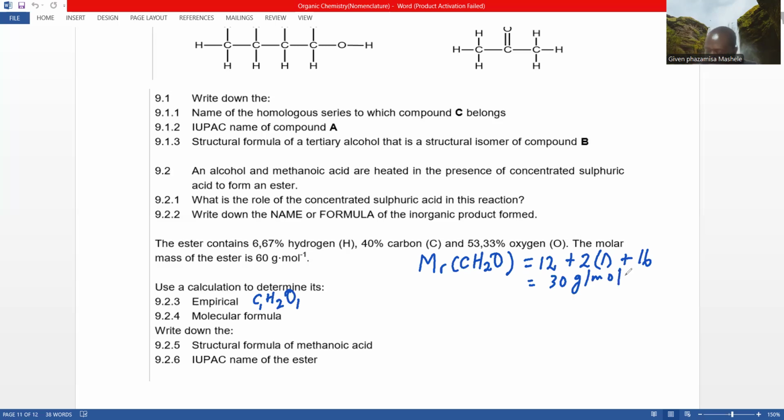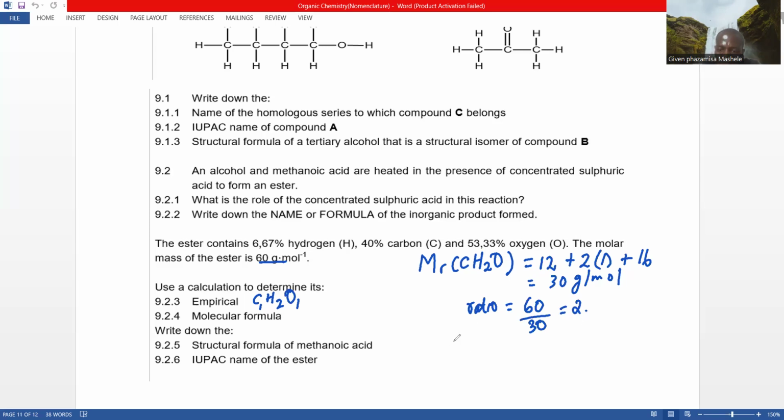And we are already given the molar mass of the ester on its own. So we are going to get a ratio. We take the molar mass of the ester, which is 60, and we divide by the molar mass of the empirical formula, which is 30. And this will give us a factor of 2.